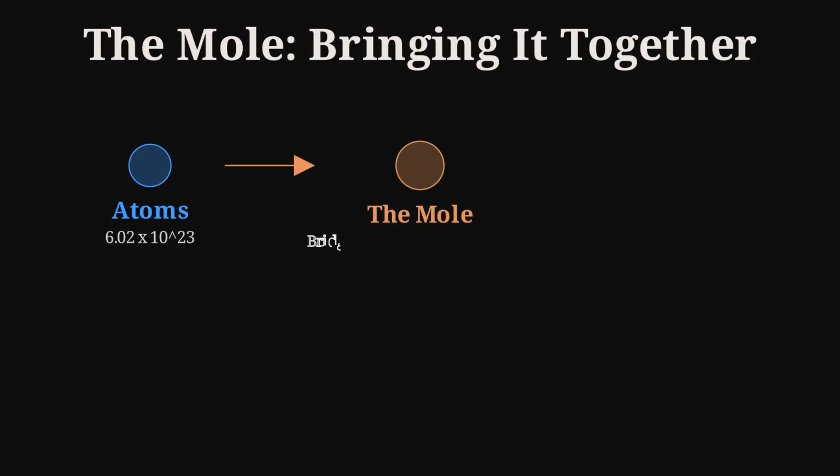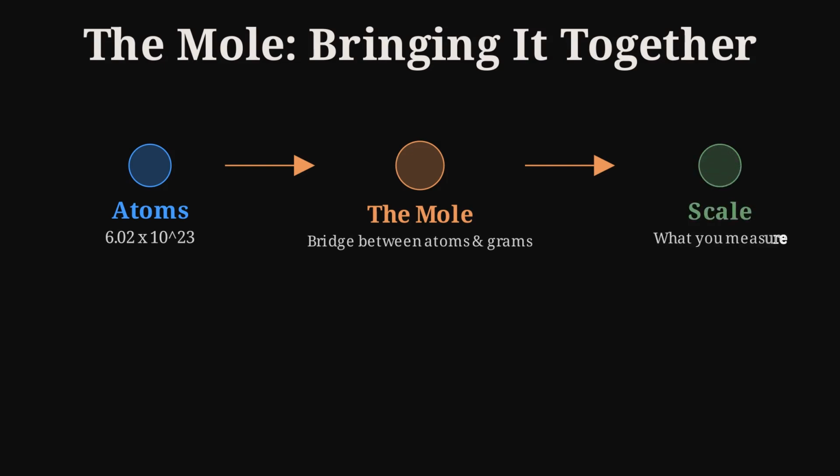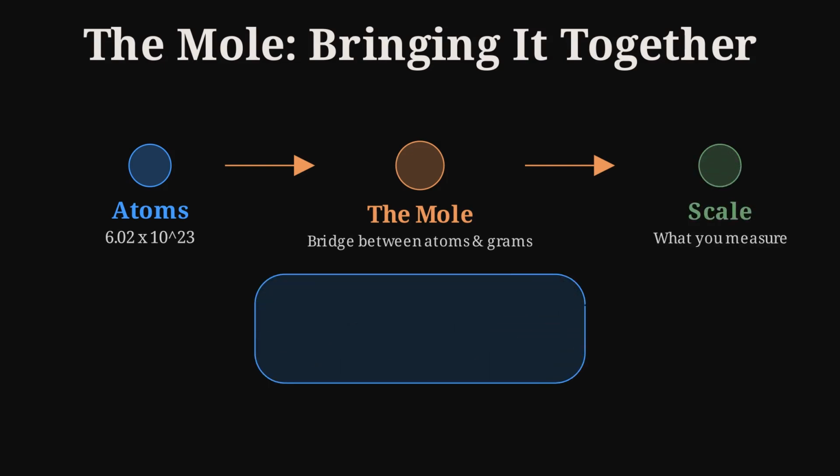So let's bring this together. The mole solves an impossible problem. You can't count 600 sextillion atoms by hand. But you can weigh something. The mole is the bridge that converts a number you can measure on a scale into a count of particles you can't see. Atomic mass becomes molar mass, becomes the mass you actually weigh.